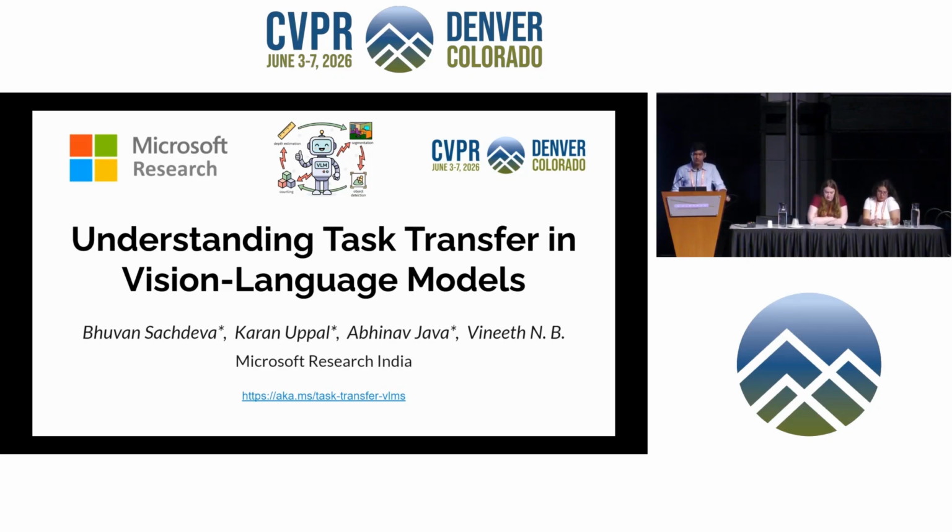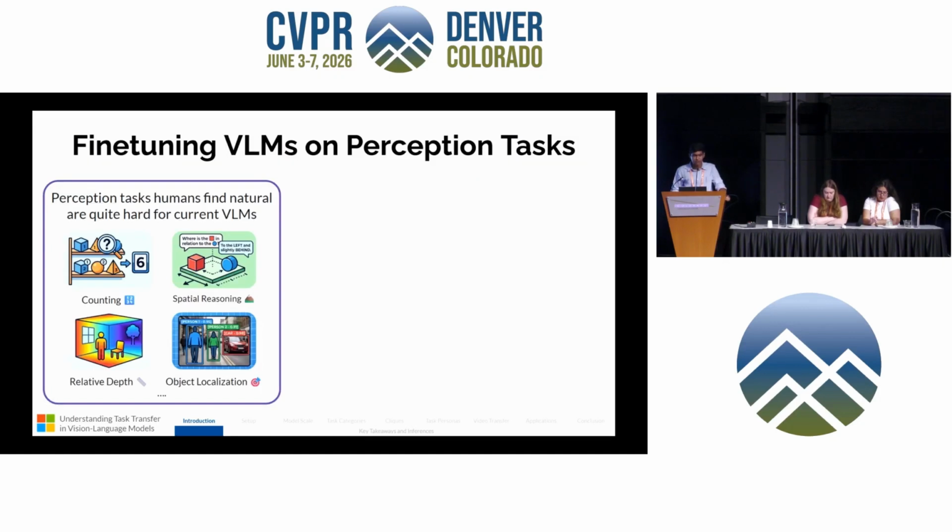today I'm going to talk about our work on understanding task transfer in vision language models. VLMs have achieved good performance on a variety of tasks. However, they still fall short of human performance on perception tasks like counting, spatial reasoning, and relative depth.